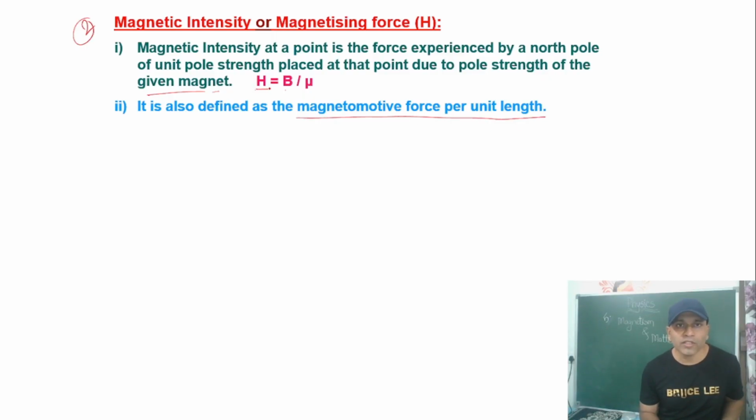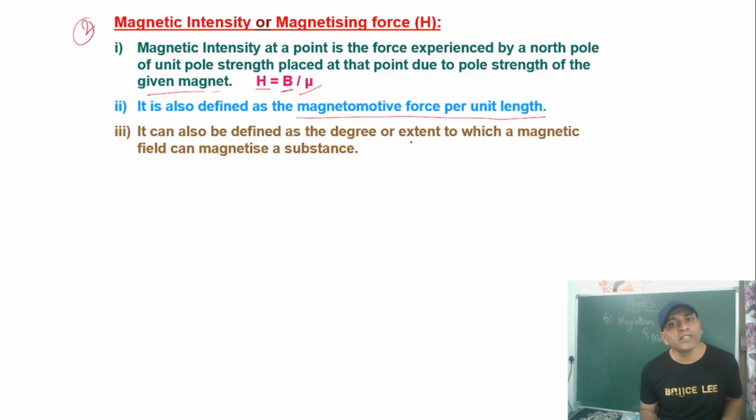So H is the magnetic intensity or magnetizing force which is experienced due to the magnetic field by the permeability of that environment. It is also defined as a magnetomotive force per unit length. Second, it can also be defined as a degree or extent to which a magnetic field can magnetize a substance. Firstly, we will grasp it as: a magnetic intensity at a point is the force experienced by a north pole of unit pole strength placed at that point due to a pole strength of the given magnet.